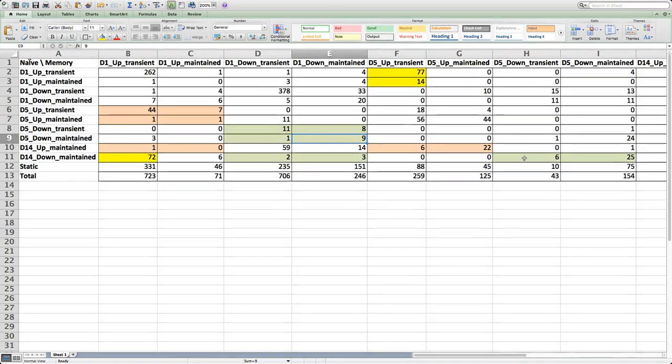Wait, so what is down in day 1? What is that relative to again? To day 0. Oh, okay. I'm sorry. Yeah, day 0. Sorry, day 0 is pre-activation. Okay. And then the 3 post-activation time points are 1 day after activation, 5 days, and 14 days after activation.